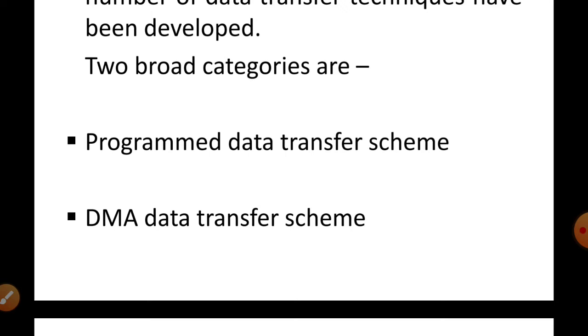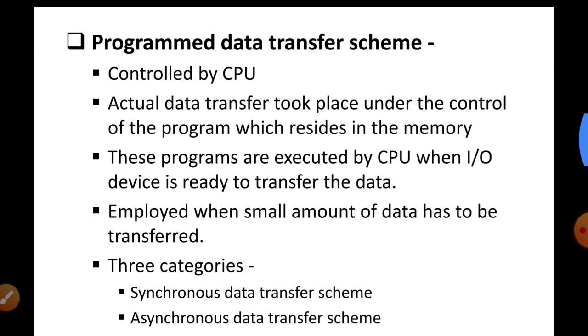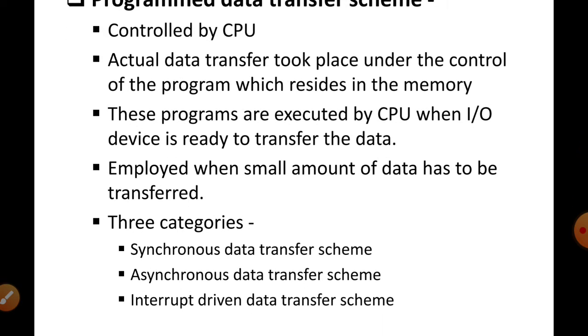The program data transfer scheme is used for transferring smaller amounts of data, but the DMA data transfer scheme is used for transferring data between two devices when a large amount of data has to be transferred. Let us discuss the program data transfer scheme, which is controlled by the central processing unit or the microprocessor itself, and all the data transfer takes place under the control of the program which resides in the memory. So, it is the program which takes control of transferring the data.